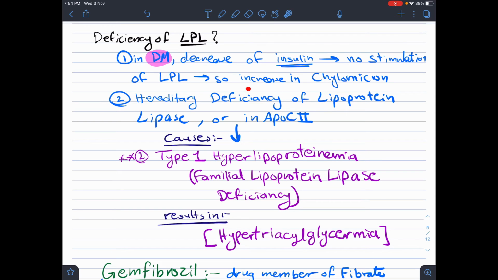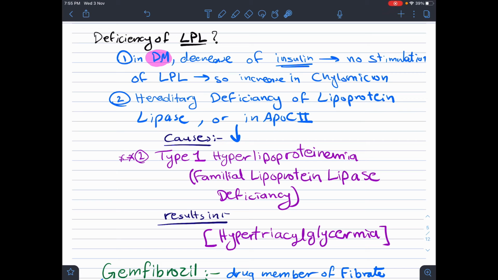We have an increase in the blood. So we need the metabolism of the chylomicron so it can be remnant chylomicron, therefore it will be taken up by the liver. But if we do not have lipoprotein lipase, in case of diabetes mellitus, a decrease in insulin, no stimulation of the LPL, we're going to have an increase in the chylomicron. You have to understand this. It's very important. It's like a story. Take it in a fun way and you will love it.